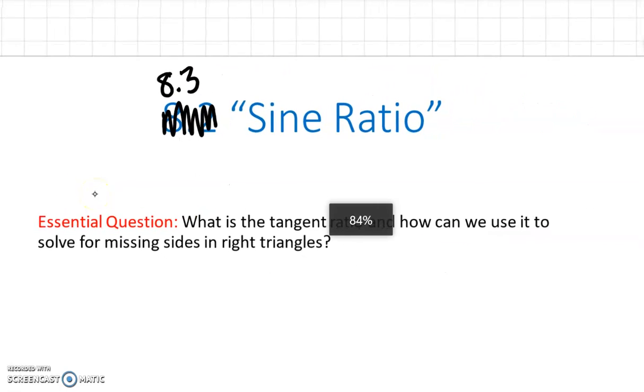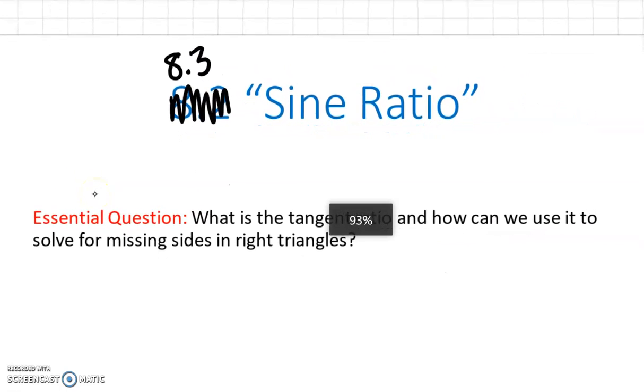This is 8.3 notes, sine ratio. So the last section of notes, we learned about a tangent ratio and how the tangent ratio was equal to an angle's opposite side divided by its adjacent side. So sine ratio is similar, just a different ratio using different sides of the right triangle in comparison to the angle in which we are referencing.